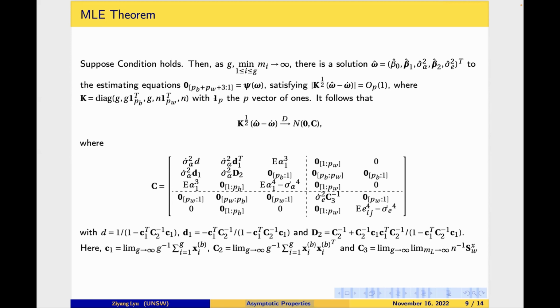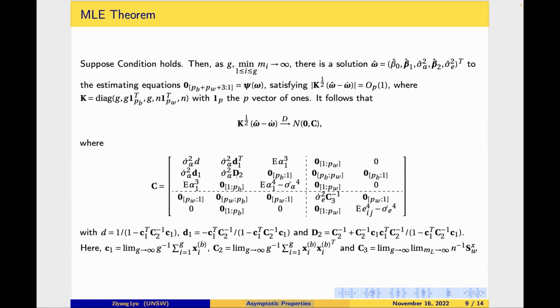So 1_p is a p-vector of ones. It follows that K^(1/2) multiplied by (omega hat minus omega dot) has an asymptotic normal distribution with mean 0 and covariance matrix C. Look at this variance matrix C.